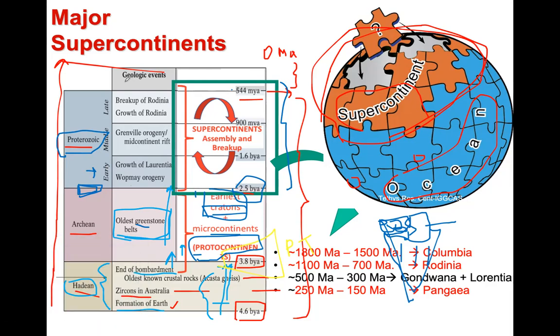You can see the geological events there. Growth of Laurentia, it's a very big continental fragment. It's part of a supercontinent, because it's a very, very large continental mass, right? So they collided and made some mountain belts, which is called an orogeny. So this is the Wopmay orogeny. That's the name of that orogeny, a big mountain forming process. And then gradually this big continent was growing, called Laurentia.